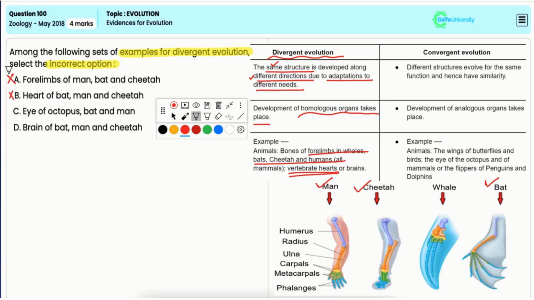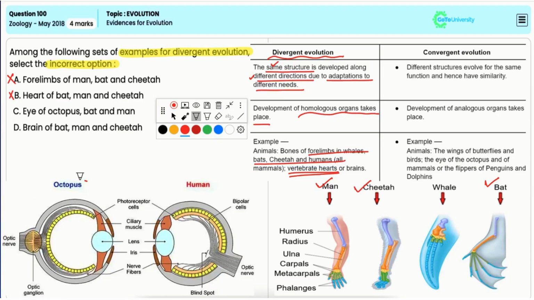Option C, eye of octopus, bat, and man. Now, the eye of octopus is an example of convergent evolution and not divergent evolution. Octopuses and mammals, whether it's bats or humans, do not share a common ancestry with the eyes of the octopus, but both have developed similar eye structure independently, just as an adaptation for vision. So, this is not an example of divergent evolution, hence, it is the correct option.